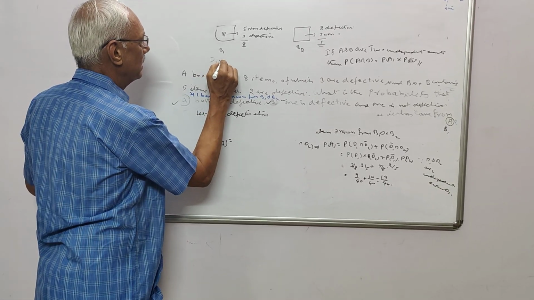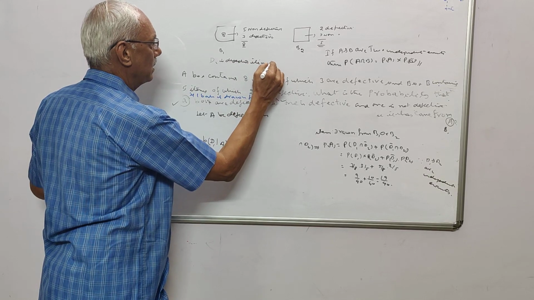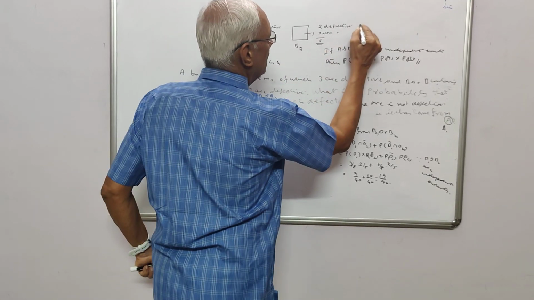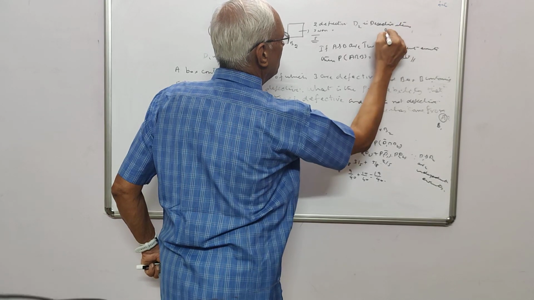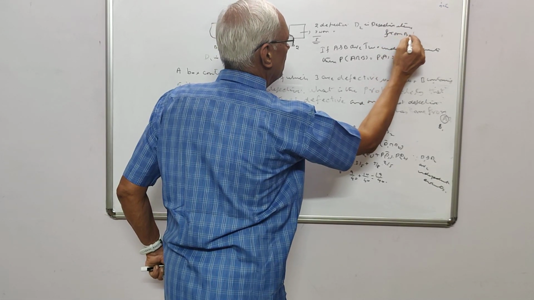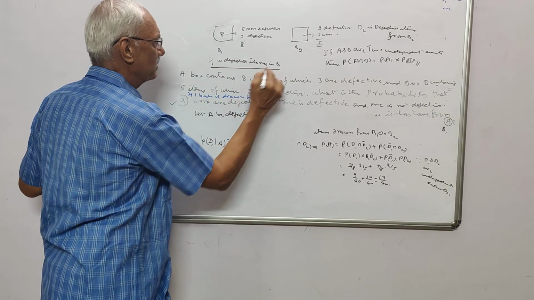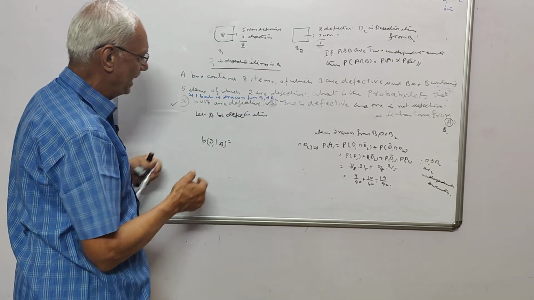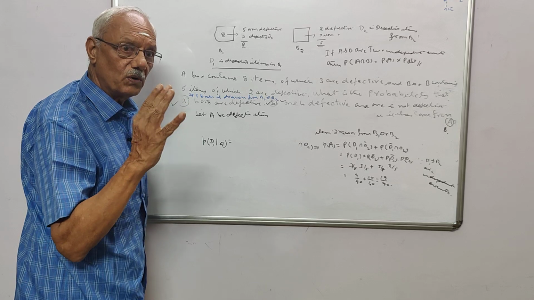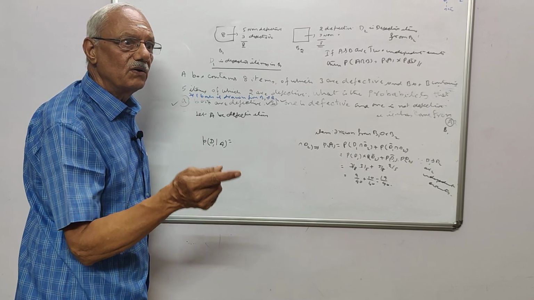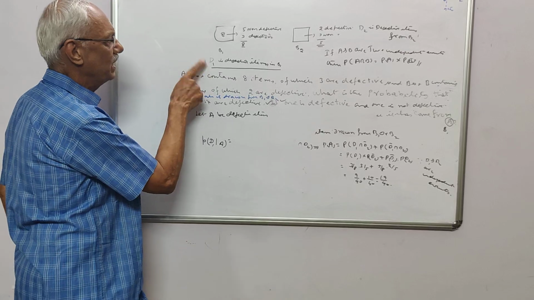D1 is nothing but defective items in B1, and D2 is defective items from B2. So you see that I am taking it like this. Now A is that two items are taken and one is found to be defective. Now the question is, what is the probability that the defective item has come from D1, from B1? B1 means D1. That is the meaning of that.